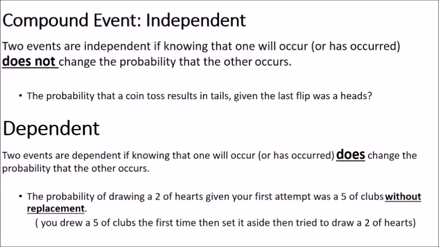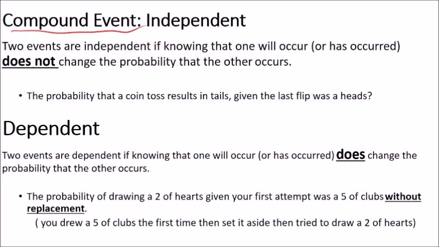Now, the next thing we're going to be looking at is a compound event that is independent of each other. This is the first one we're looking at. Two events are independent if knowing that one will occur or has occurred does not change the probability that the other occurs. Now, the biggest change for what we're doing here is we're doing compound events.